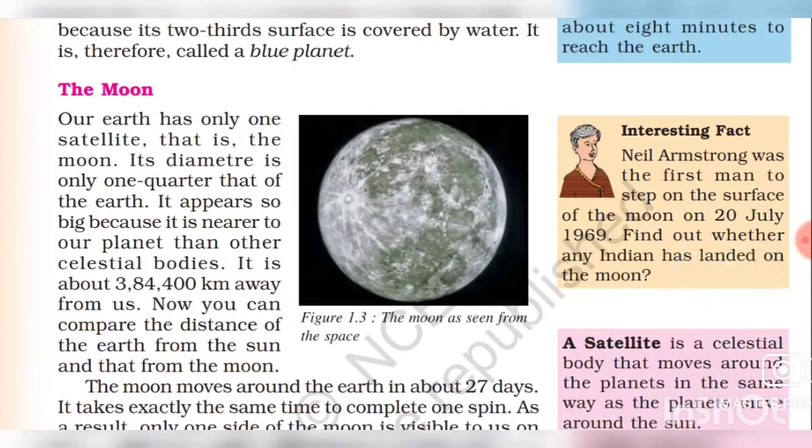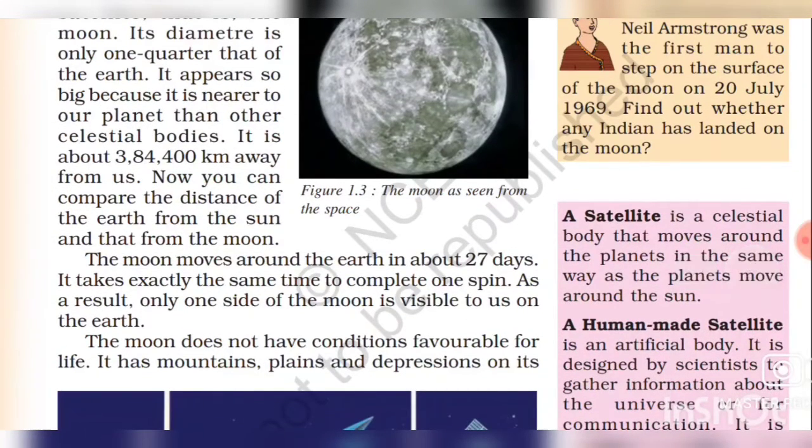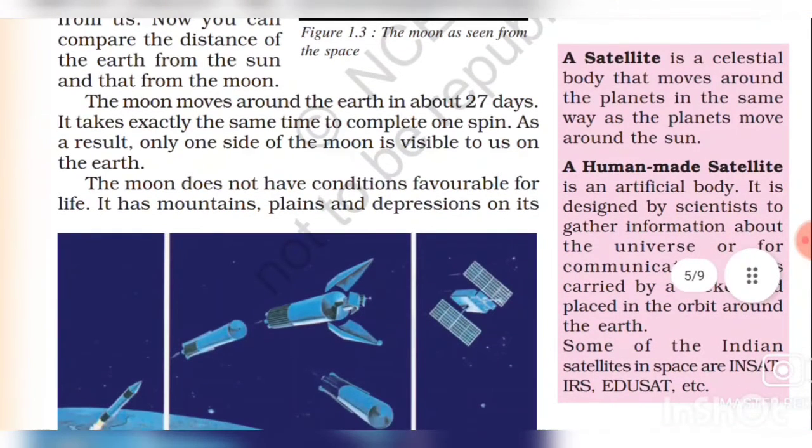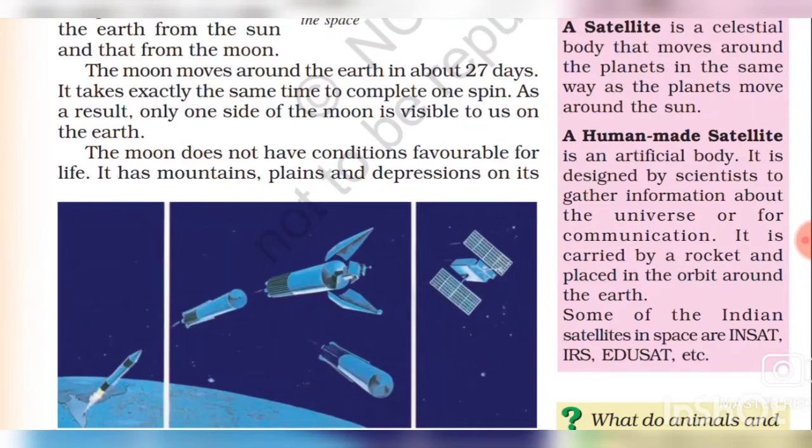And our Earth has only one satellite, that is our moon, and its diameter is 1/4 of the Earth. It appears so big because it is so near to our Earth. That's why the appearance of the moon to us is very big. And the distance between Earth and moon is 3,84,400 kilometers. What is a satellite? A satellite is a celestial body that moves around a planet in the same way the planet moves around the sun. The moon goes around the Earth in 27 days. It takes exactly the same time to complete one spin also.